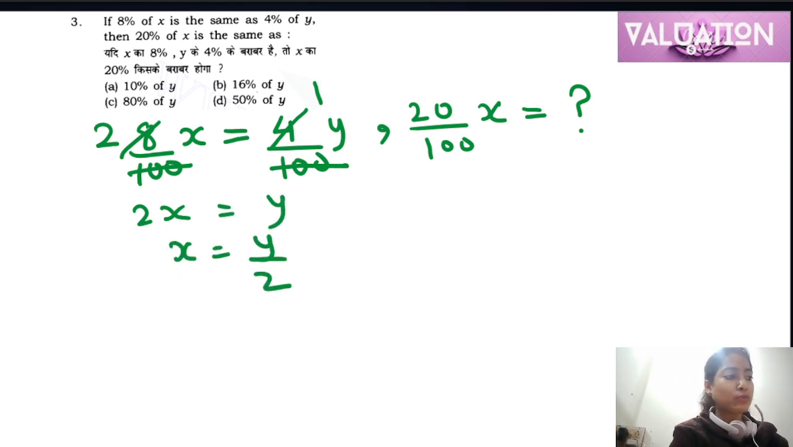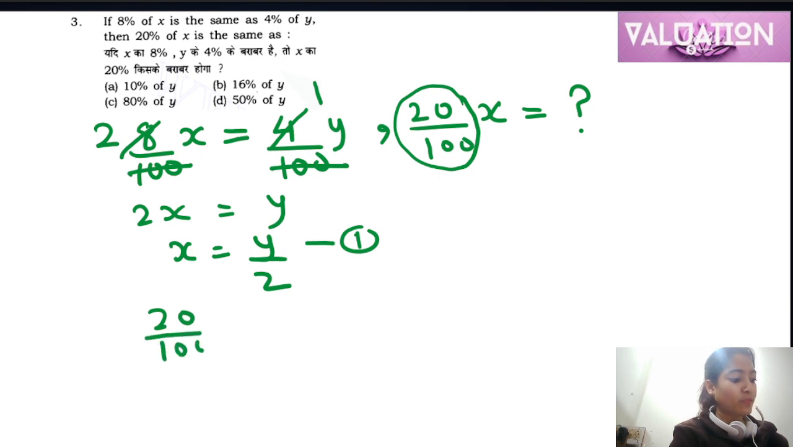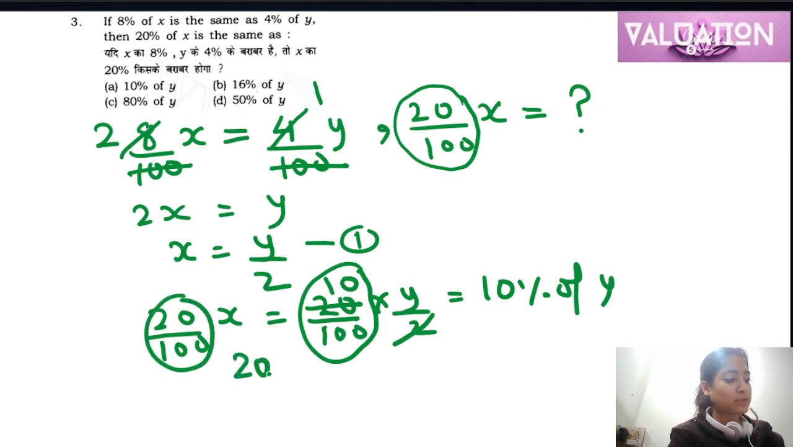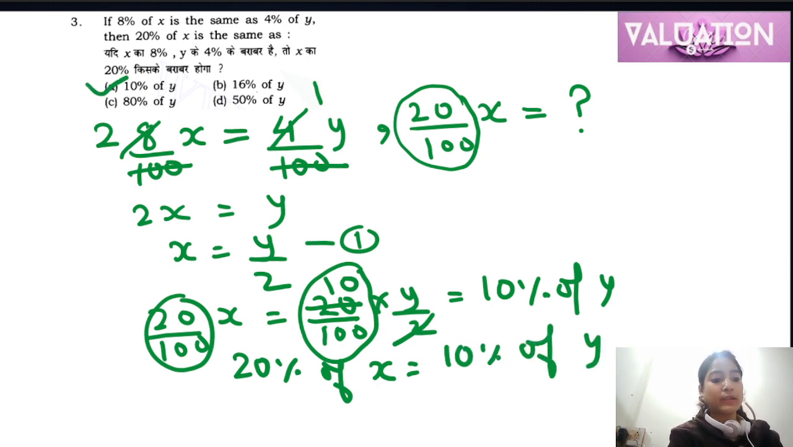What we have to do is multiply this by 20 over 100 on both sides of this equation 1. So we will get 20 times 100 y by 2. Here we will get 10, so it is 10 over 100, which is 10%. So we can directly write 20% of x is equal to 10% of y. So option A is the correct answer. Let's move to the next question.